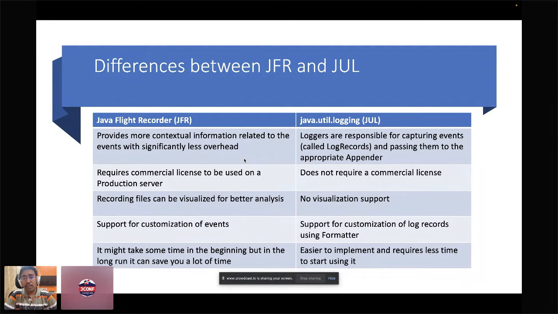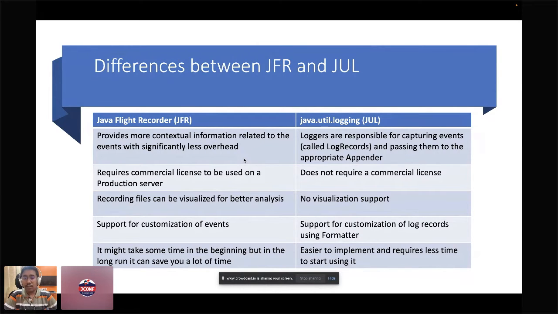On the other hand, the Java Flight Recorder API, as I mentioned, requires a commercial license to be used, whereas if you're using JUL, you do not require any commercial license. With Java Flight Recorder, you can also do visualization. The recording files can be visualized, and you can do better analysis and come up with better approaches. But with JUL, you have no visualization support. Customization is possible in both cases: you can create more customized events, and in the case of logs you can use formatters.